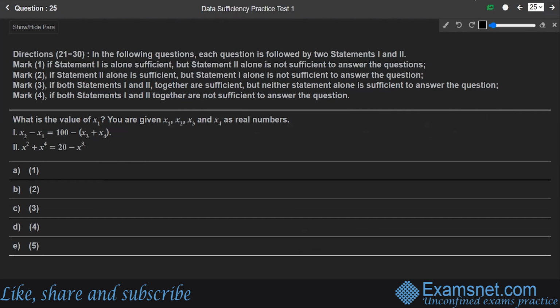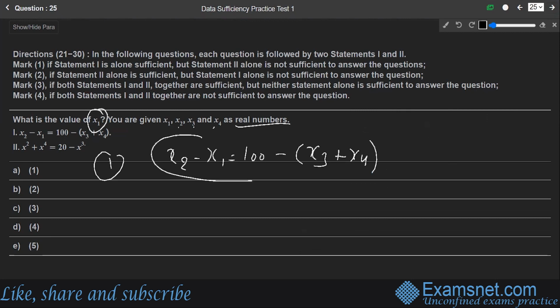Now he says, what is the value of x1? You are given x1, x2, x3, x4 as real numbers. First statement says x2 minus x1 is equal to 100 minus x3 plus x4. So clearly, having this knowledge, we are not supposed to find out the value of x1 because x2 is also missing, x3 also missing, x4 also missing. So statement number 1 alone is not sufficient.